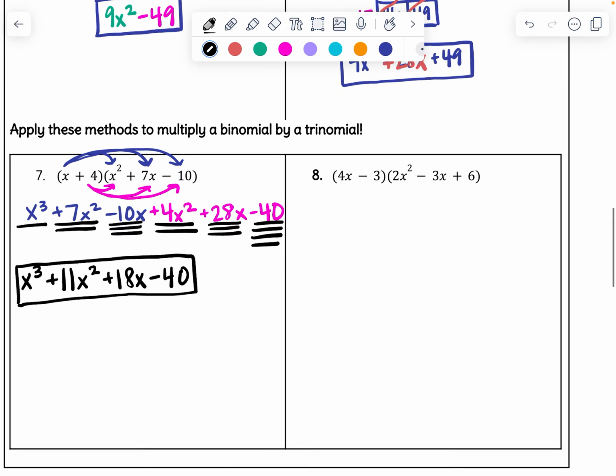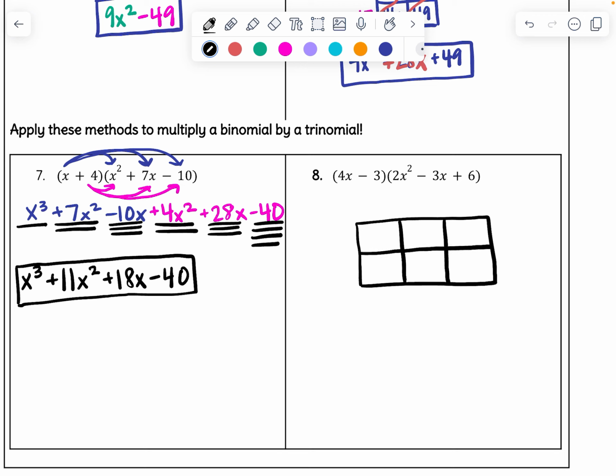Number 8, let's use the box method. So if I'm multiplying a binomial by a trinomial, I need a 2 by 3 box. So I'm going to make a rectangle. And I'll write the binomial down the side, 4x minus 3, and the trinomial across the top, 2x squared minus 3x plus 6.